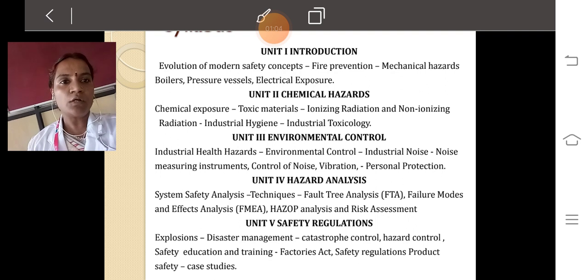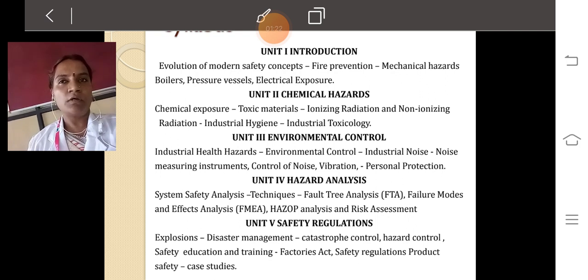In environmental control, we will see in detail about noises, vibrations, and how we are going to protect ourselves personally from these noises. And the fourth unit is hazard analysis.